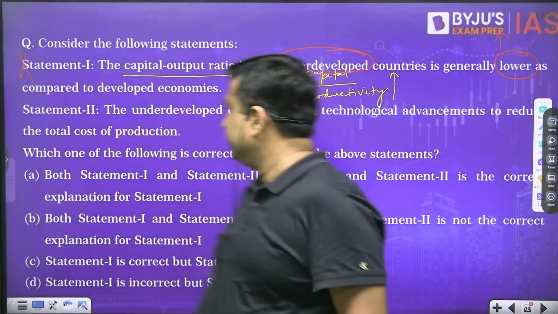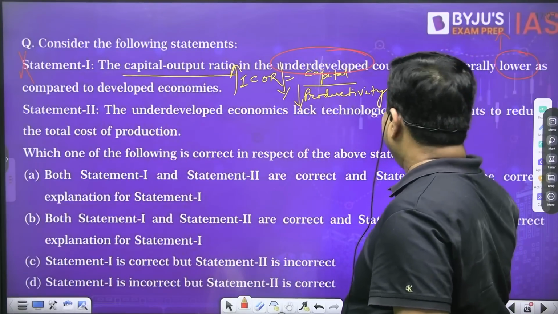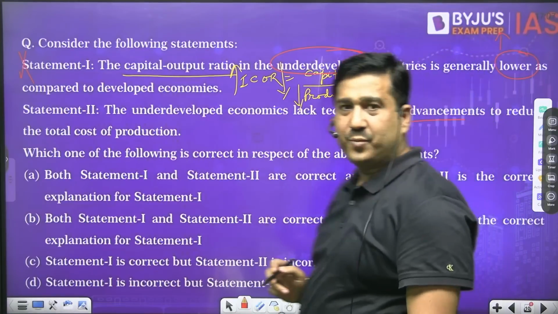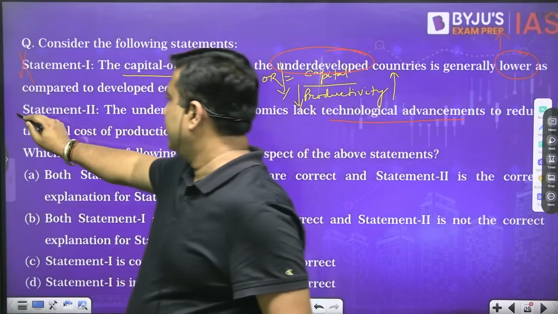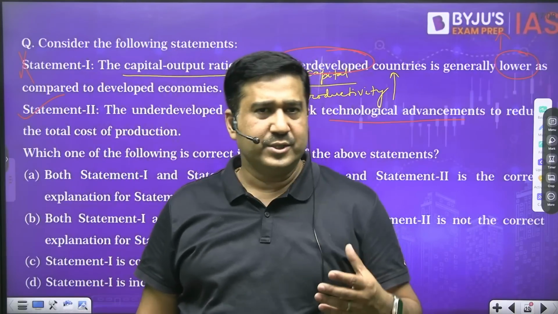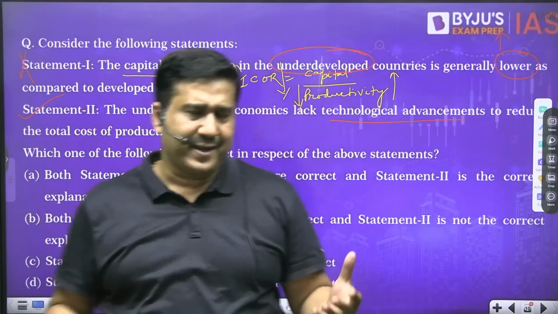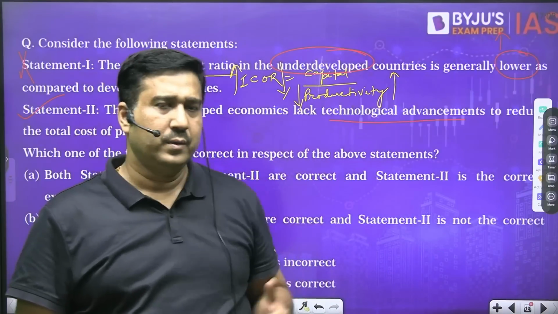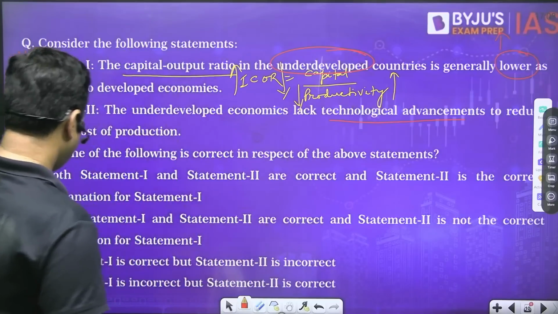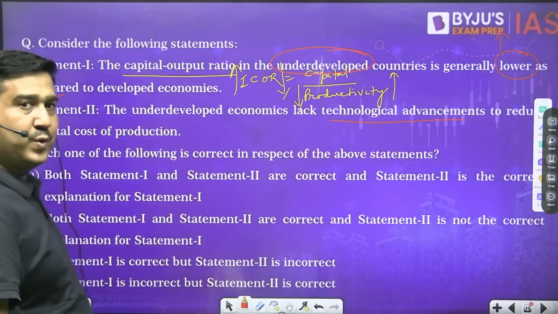Now statement 2. The underdeveloped economies lack technological advancements to reduce the total cost of production. This is absolutely fine. Because in underdeveloped countries, technology is not very advanced. That is also a very important factor why ICOR in underdeveloped countries is very high. That means statement 1 is incorrect, but statement 2 is correct.